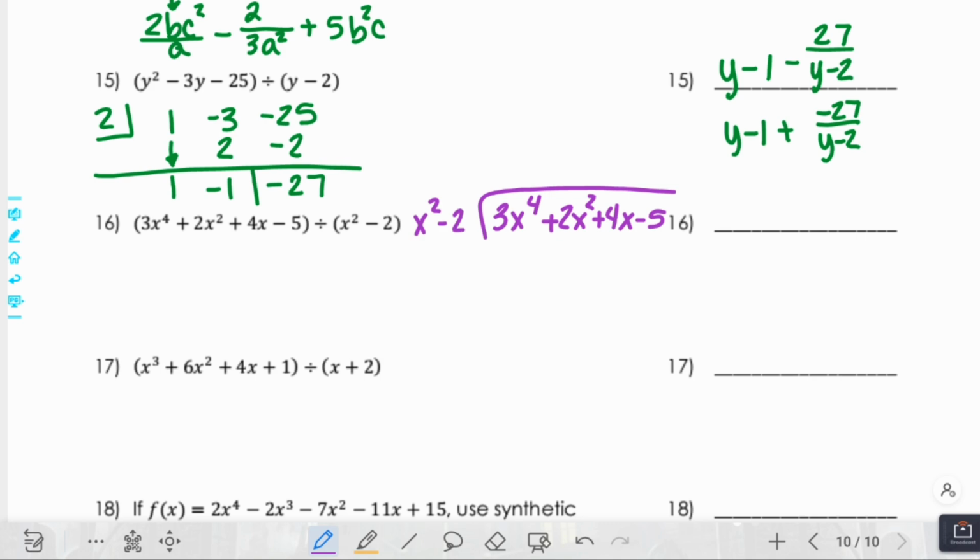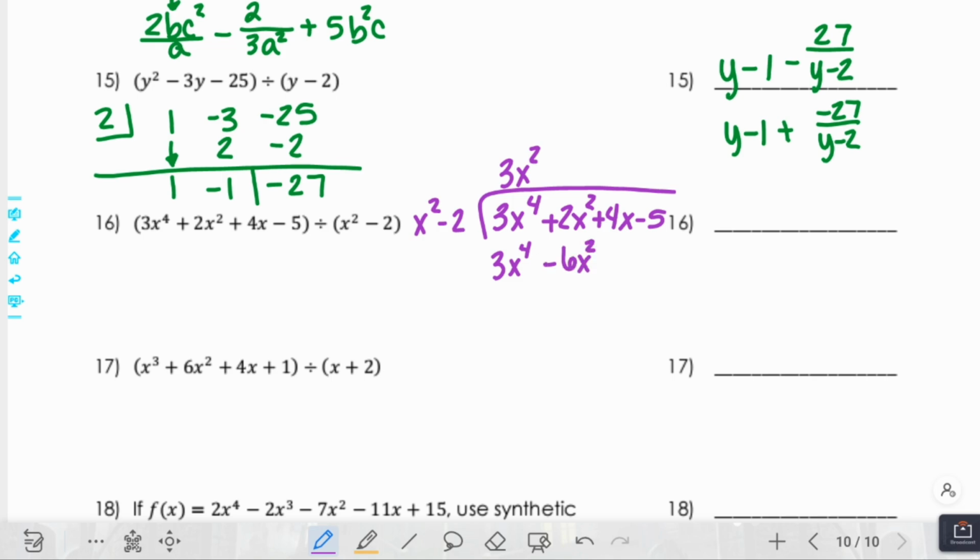You look for what do you have to multiply the very first term by to turn it into that 3x to the 4th. So we're going to take x squared, and I have to multiply that by a 3x squared. That gives me 3x to the 4th. And then 3x squared times negative 2 is a negative 6x squared.